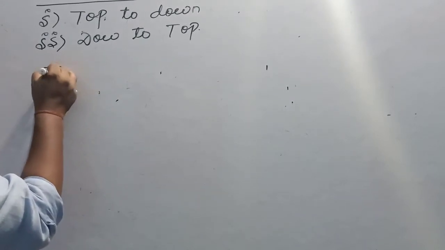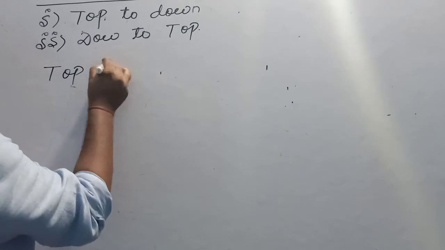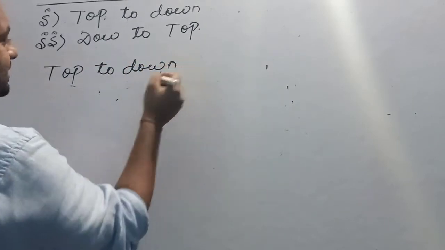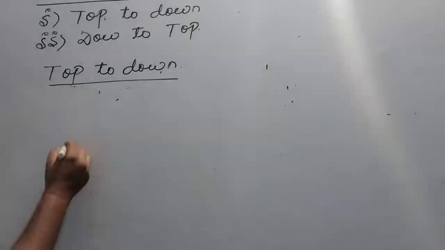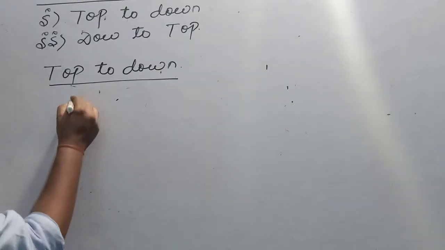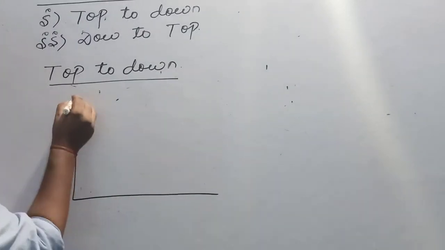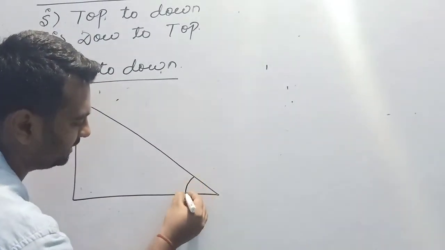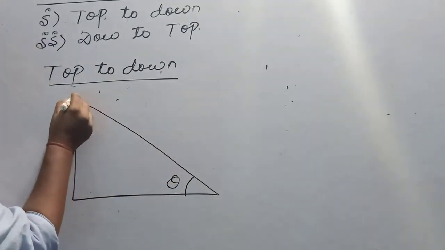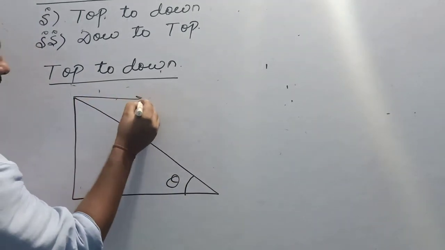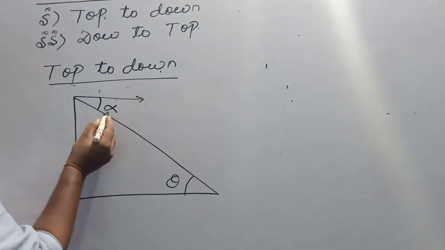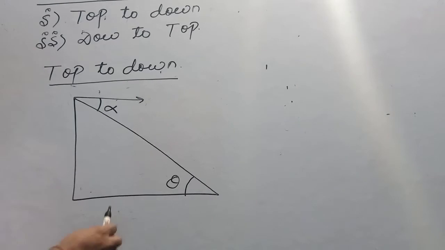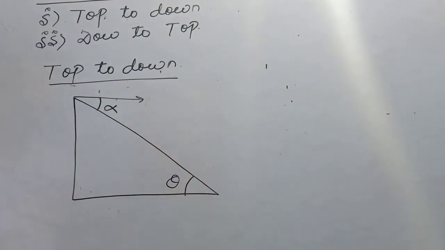First, I am giving you the example of top to down projectile motion on incline. Suppose this is an incline having angle of inclination theta. Any object is thrown from the top making angle alpha with the plane of this incline.